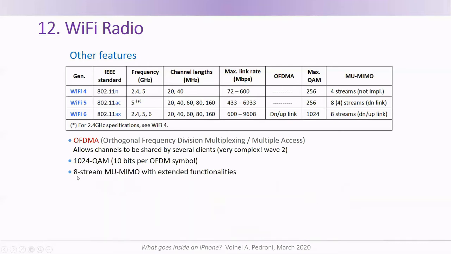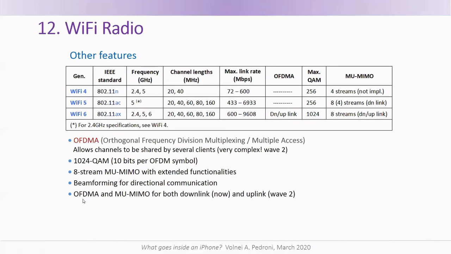And also now you have 8 streams in the multi-user MIMO with extended functionalities. In the previous one you had also 8, but it was never implemented above 4. And you have beamforming for directional communication, so you direct your power towards the user, so that improves communication, obviously. And both OFDMA and multi-user MIMO are for downlink now and uplink in the future, so for the Wave 2.